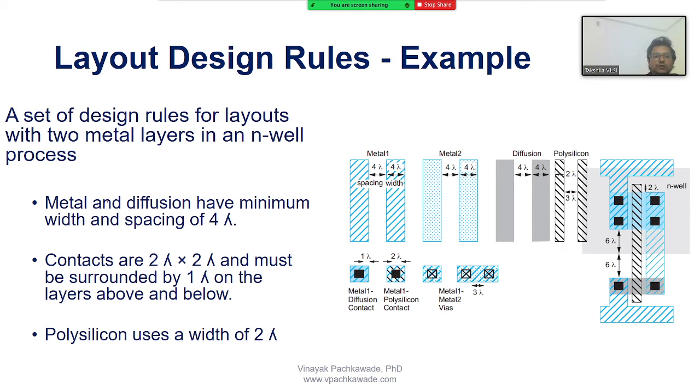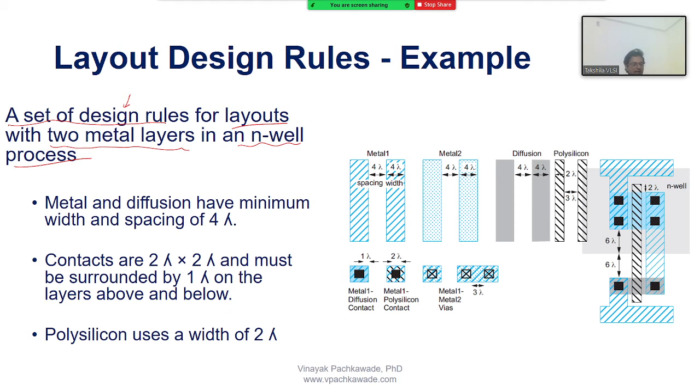Here is the diagram. Let's quickly recall. The set of rules is given to you now. This is an example, but when you physically draw the layout of your chip as an engineer, you will come across the same situation. You have to refer to the manual of your set of design rules for the layouts. So now you are given two metal layers, for example, and you are given an n-well process. So this is very important.